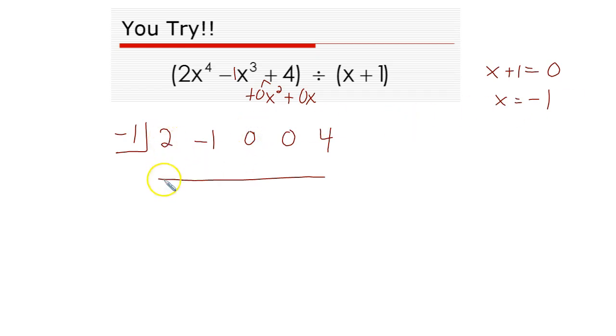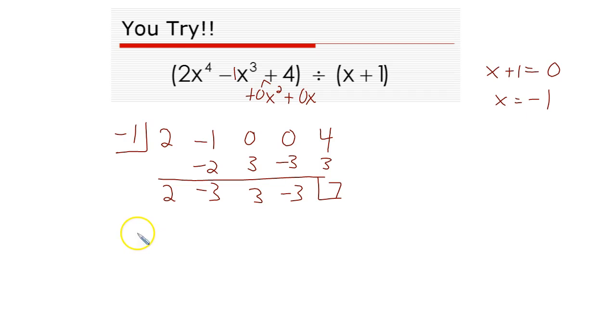Bring the first one down. So this is going to be bringing 2 down. Multiply, add, multiply, add, multiply, add, multiply, and the remainder is 7.